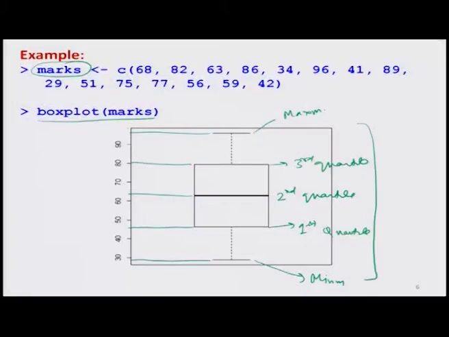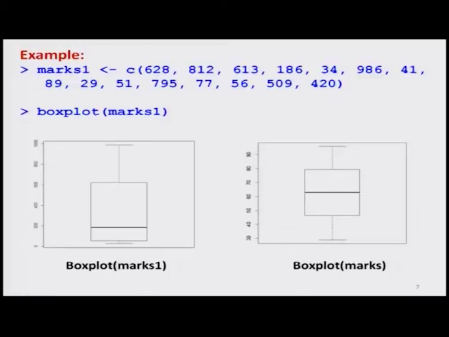So what I try to do in the next slide is consider the second data set that we considered, marks1. And I try to compare the box plots of marks1 and marks. So you can see here that in the earlier vector, marks, there are no extreme values, meaning all values are relatively scattered around the mean. But in marks1, these values are quite far away. For example, a lower value is something like 34, 41 and the upper values are something like 628, 795.